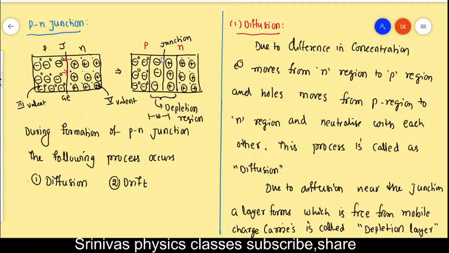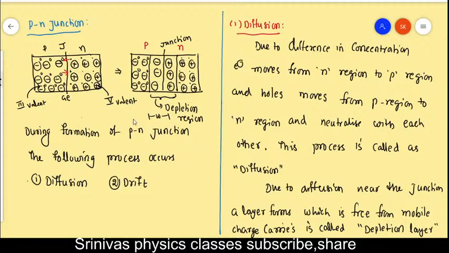When the hole tries to move from p region to n region, after crossing the junction, there is a depletion layer, due to which positive ions are there in the n region. When the hole is trying to move this side, the hole is positively charged, so it will be repelled by the positive ions. When the holes are repelled by the positive ions, they are not allowed to enter into the n region. That means the further movement of electrons and holes across the junction is stopped by the depletion layer.